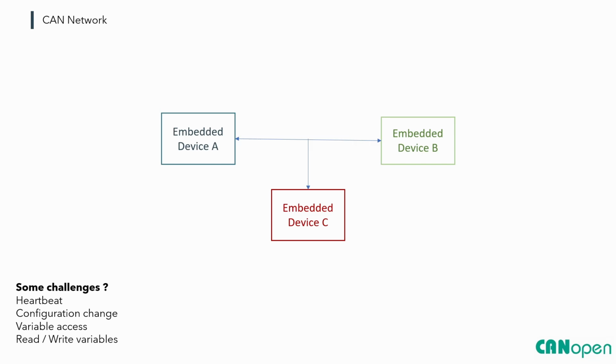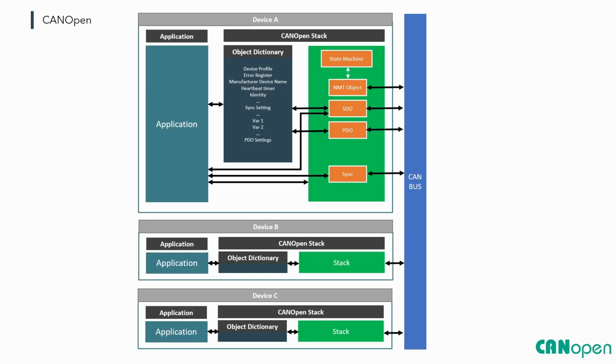CANOpen is a standard that was created many years ago, and this CANOpen standard basically takes care of this. It takes care of heartbeat, configuration change, and variable access, and basically it provides us read and write to variables. So in simple terms, CANOpen is not like magic here, it's just a set of rules and source code and probably some stacks that handle this situation, and they provide us many more features. As we go forward, you will understand those as well. So yeah, this is the idea of CANOpen. That's why we want to have CANOpen.